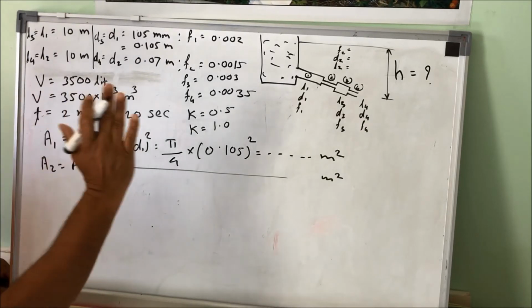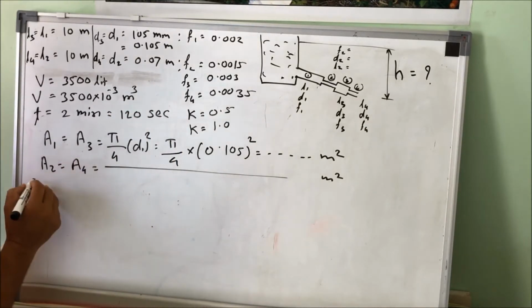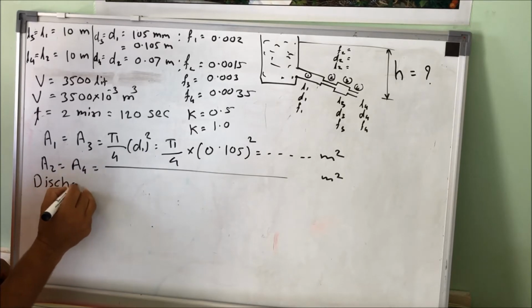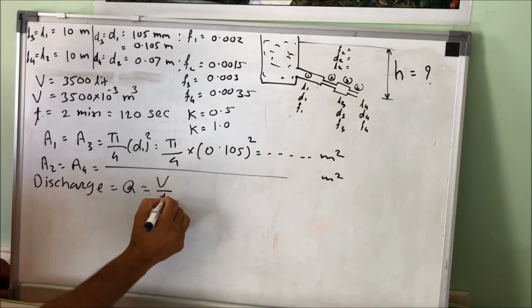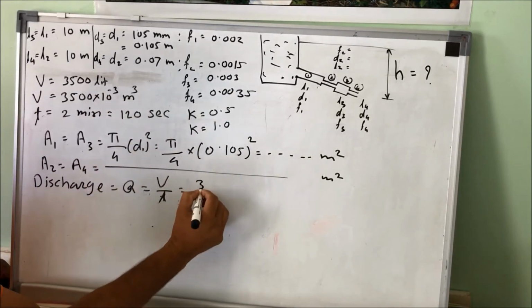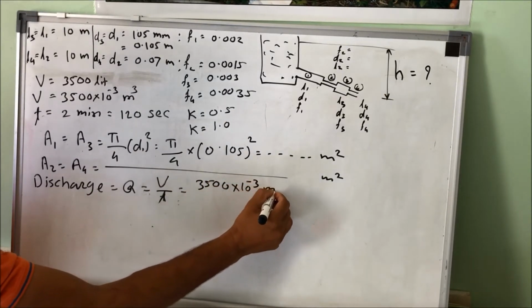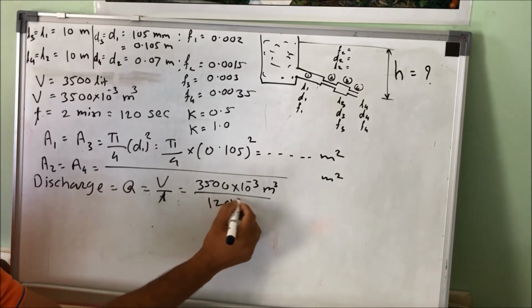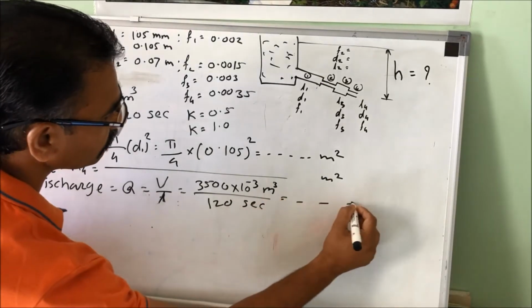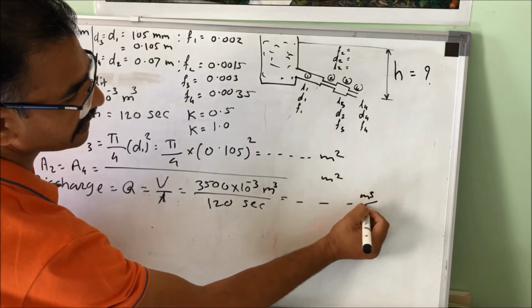Now my target is velocity. The area is known, so how can I calculate Q? Discharge Q is equal to volume by time. The volume is given as 3500 into 10 to the power minus 3 meter cube, and the time is given as 120 seconds. So your discharge will be dash meter cube per second.